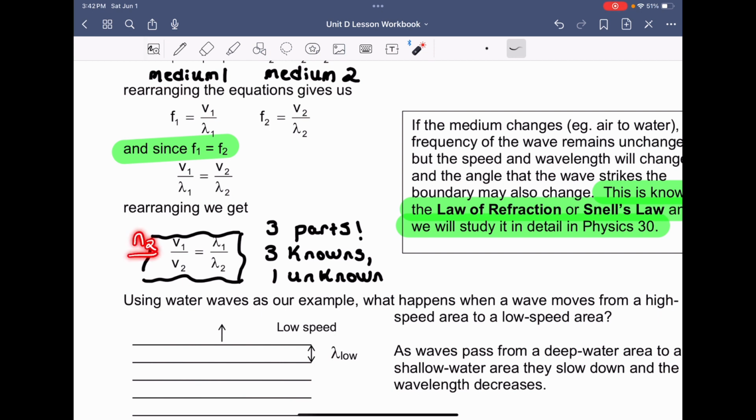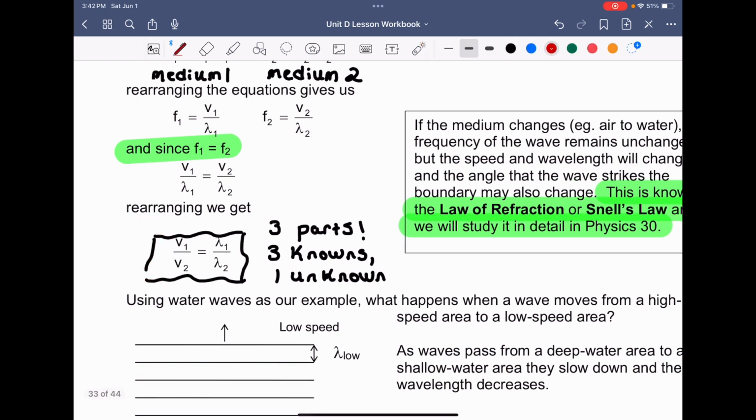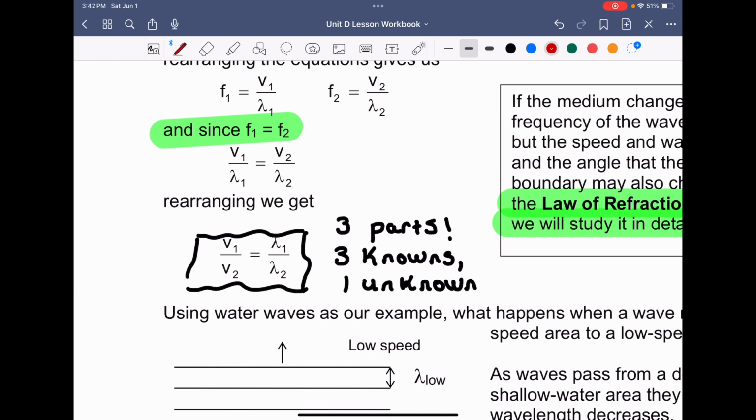It's n2 over n1 is equal to v1 over v2, which is equal to lambda 1 over lambda 2. These are the indexes of the medium, but we don't really deal with that at our level. So don't be worried about this. Maybe you could even put this into your notes, so that you know that this is on your formula sheet in this way.